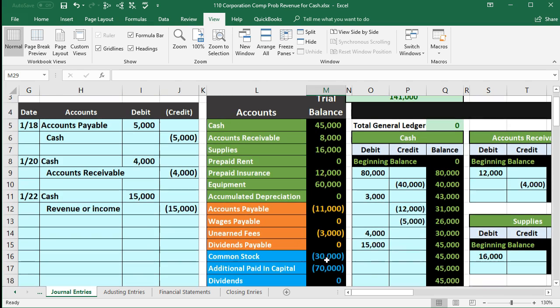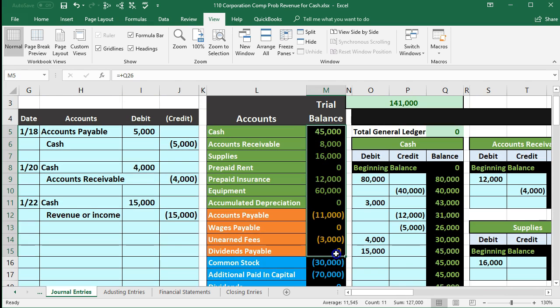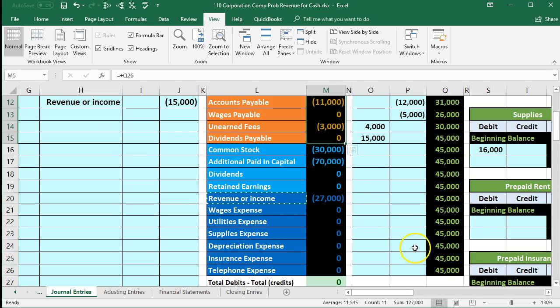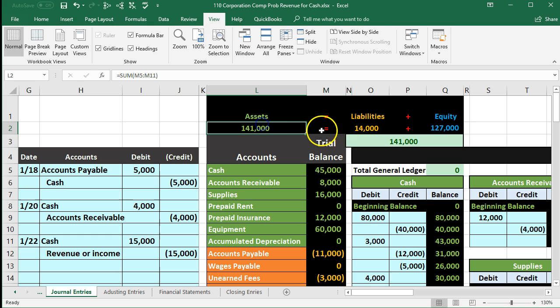Note that at any given time, we can see that the assets minus the liabilities will equal whatever it equals, in this case 127, which will equal the equity section, which is all the blue, 127, versus debits versus credits. And that's what our accounting equation is representing, where assets equal liabilities plus equity.